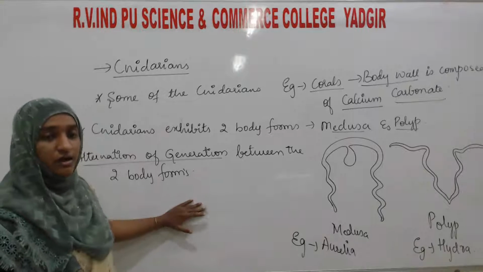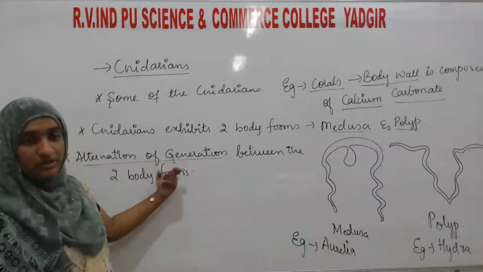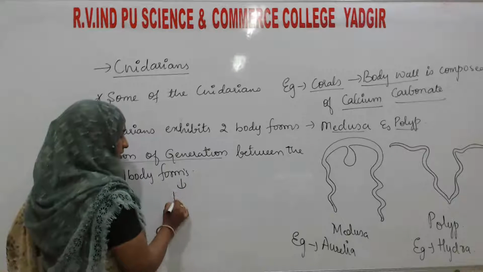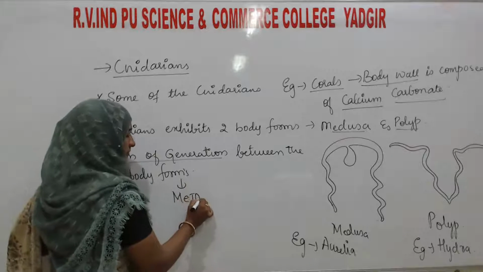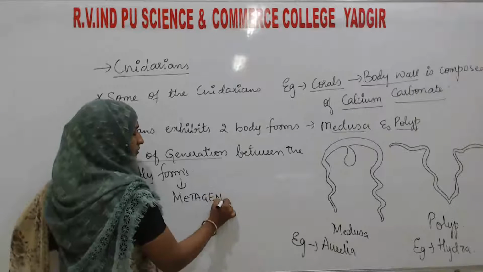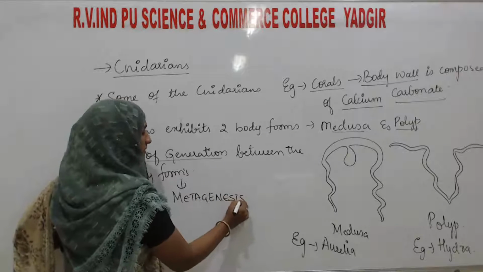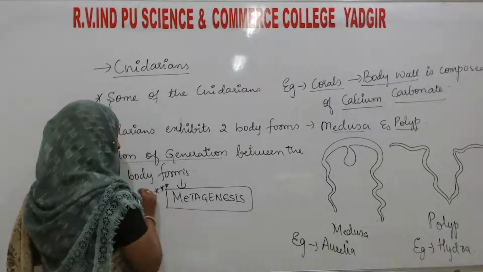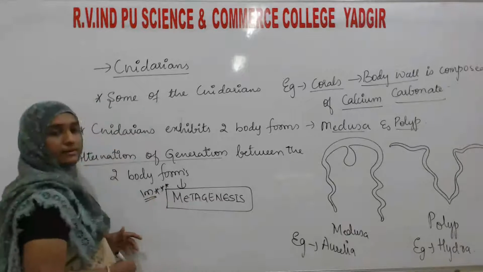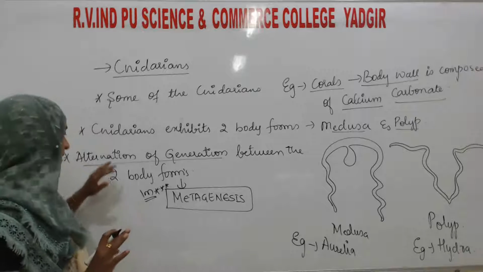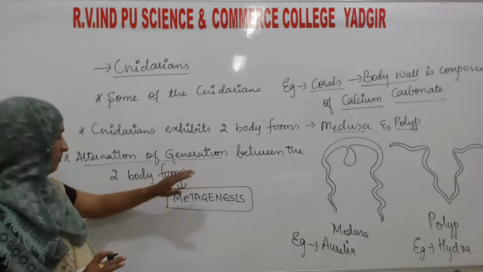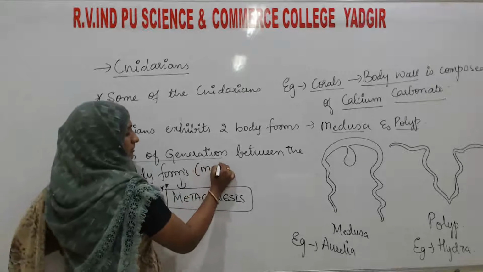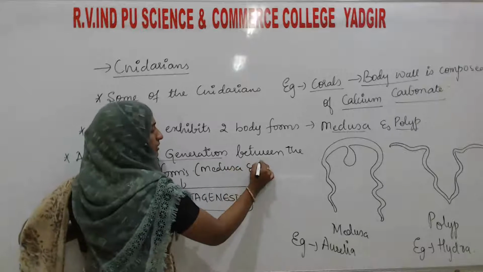This process of alternation of generation between the two body forms is called metagenesis. It is called metagenesis, which is very important for exams. See here, alternation of generation between the two body forms. And what are the two body forms? The medusa and polyp.